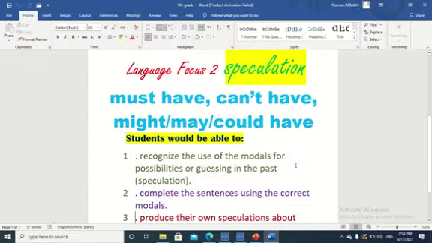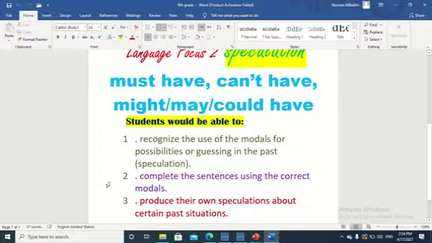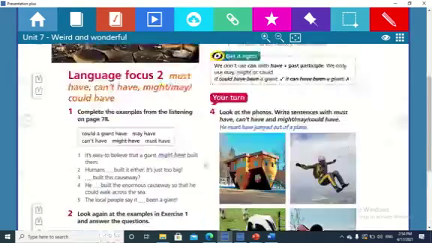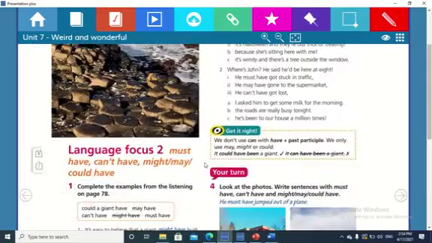Of course, today students would be able to recognize the use of the modals for possibilities or guessings in the past. This is speculation. Complete the sentences using the correct modals and produce their own speculations about certain past situations. Of course, this is on your student book, page 79, as we mentioned before. This is language focus 2. What are we going to talk about?